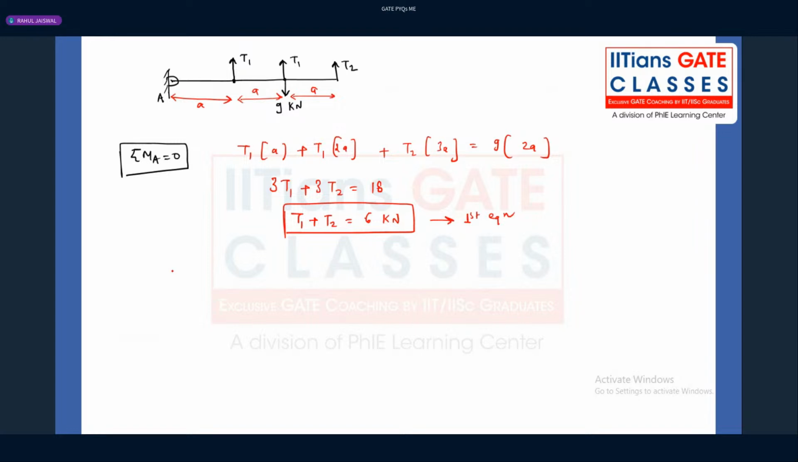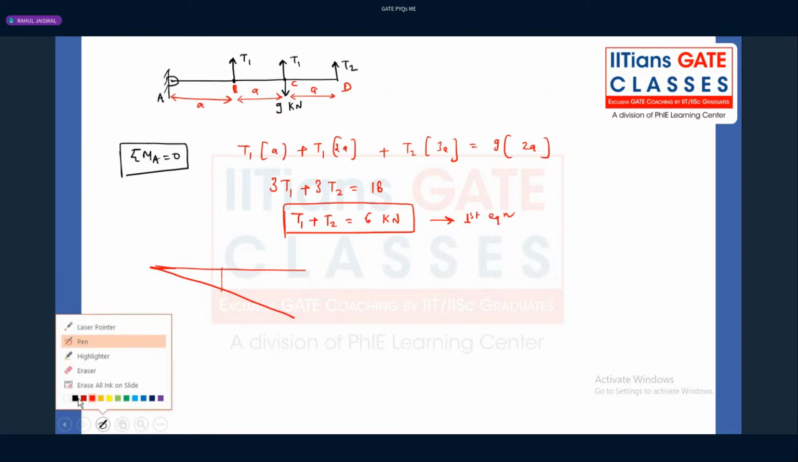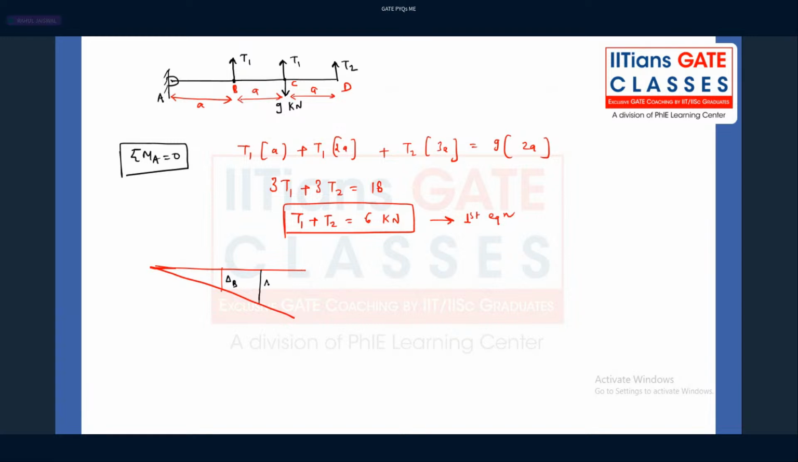But if you want to get the two unknowns, we need two equations. What is the second equation? For this small deflection, we can tilt this particular rod or beam like this. Let's say we have the point B here, point C here, and point D here. If I draw the deflection here, this is the deflection at B. And this is the point A, which is hinged. This is the length A.